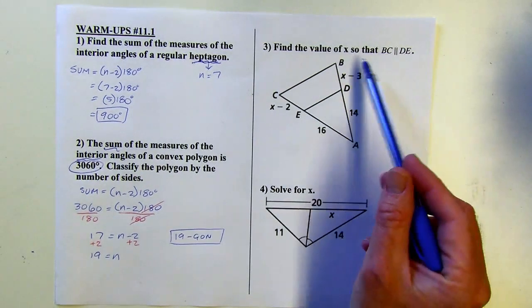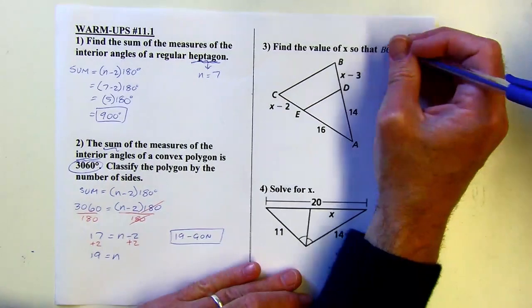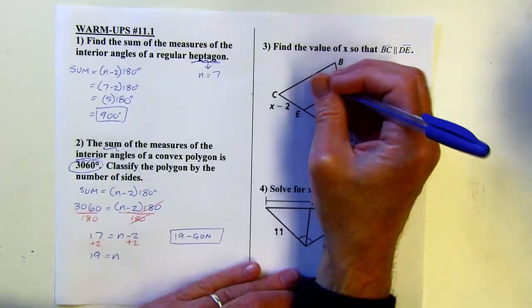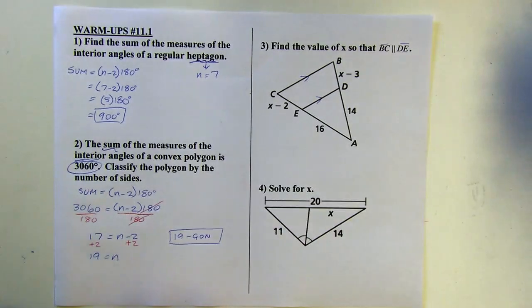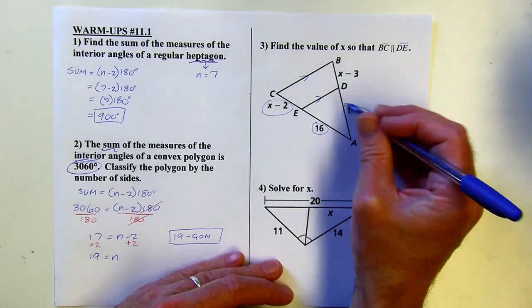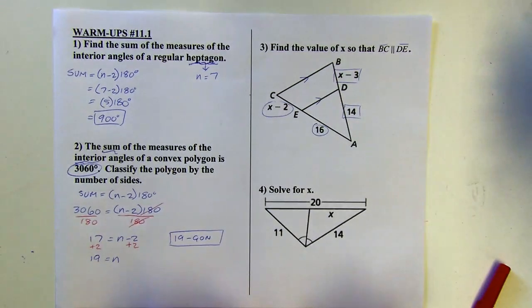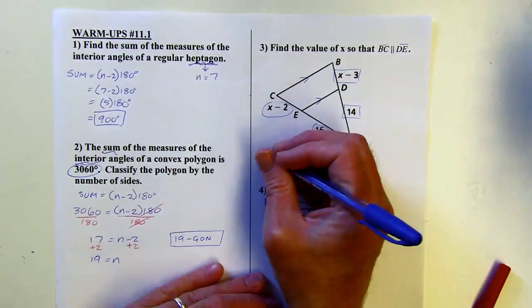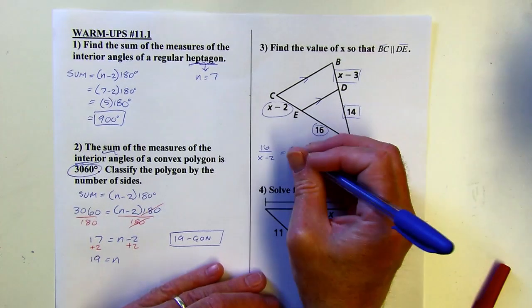We want to find the value of x so that these two segments are parallel. Let me add that in. Okay, so what I like to do on these is just pretend they're parallel and then solve for x. So if those were parallel, then these segments would be in proportion. So 16 should be to x minus 2 as 14 is to x minus 3. They're going to be in proportion. So yeah, let's set up a proportion. 16 is to x minus 2 as 14 is to x minus 3.